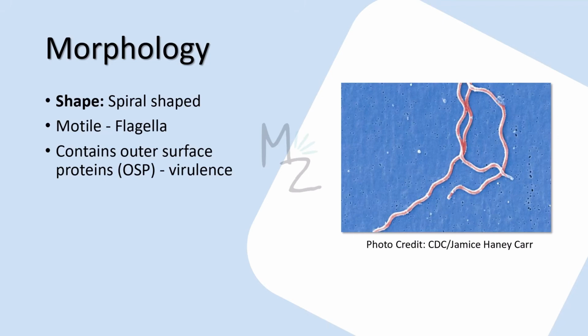Morphology. Borrelia burgdorferi is a spiral-shaped bacterium. It is motile because it has flagella. It contains an outer surface protein, OSP, which plays a major role in its virulence. Let me tell you something really cool about this OSP. Borrelia burgdorferi must adapt to two markedly different hosts, the tick and the mammal, either mice or humans. It does so by changing its outer surface protein, OSP. These OSPs vary antigenically within humans.